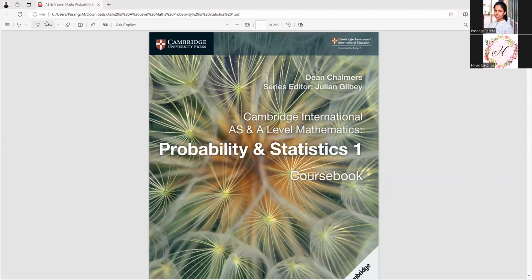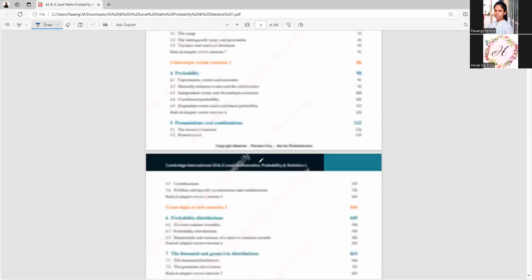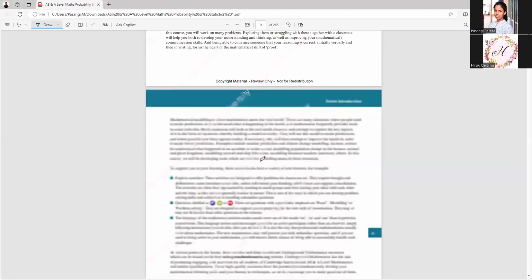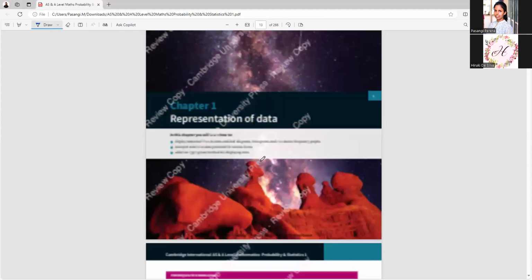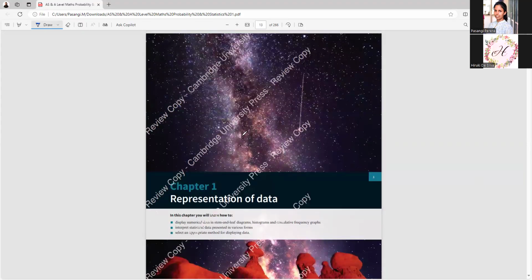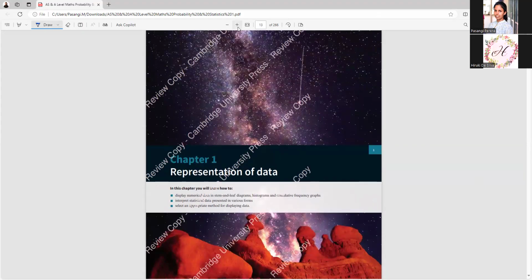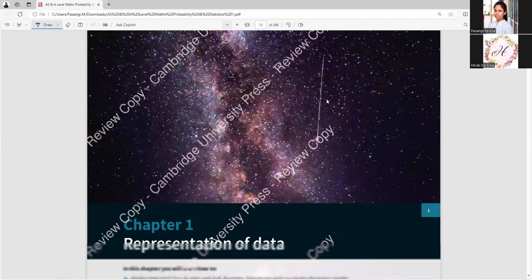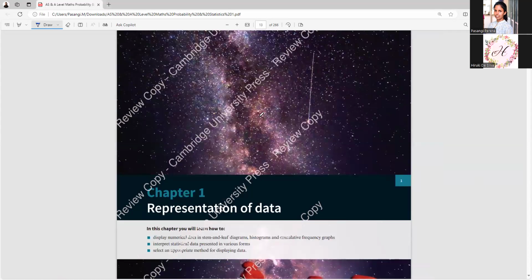Now we'll move to the first unit. We have only 8 units. The first part is all about the representation of data. In our statistics world, we have data and information. Data means the raw, unprocessed ones, but information is the processed data.